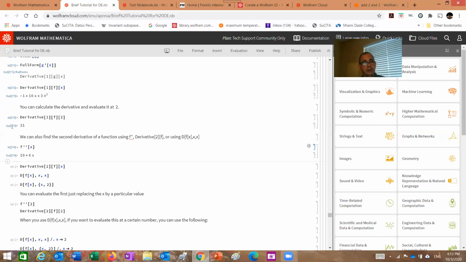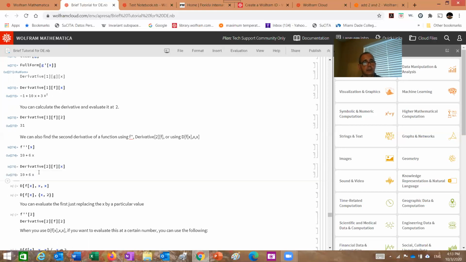You see that this is the second derivative of that polynomial that we introduced before. Also you can use this other notation, which is derivative 2 between brackets and then f between brackets evaluated at x. So this is going to be the same expression. We can also find the second derivative using the other expression, which is repeating the x. If you are finding the first derivative, you put the x only once. If you find the second derivative, you need to repeat the x twice.